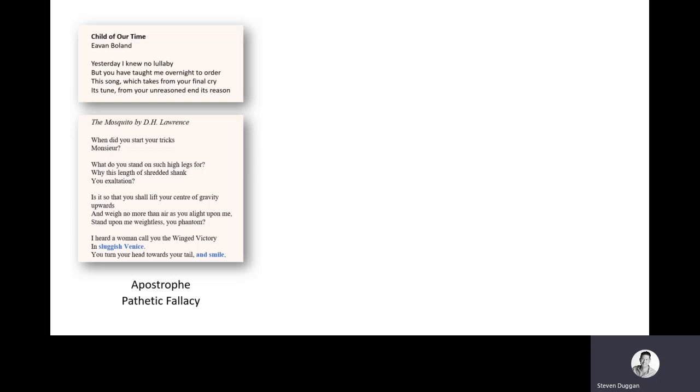Lawrence's. What you might also spot is the use of both pathetic fallacy and anthropomorphism at the end of the mosquito. When he talks about sluggish Venice, that's an example of pathetic fallacy. Sluggish suggests overawed, tired, an emotional response. And of course, Venice as a city can't experience that in reality. When he talks about the mosquito turning around and smiling, he's attributing human characteristics to, in this case, an animal and insects. So let's keep going.